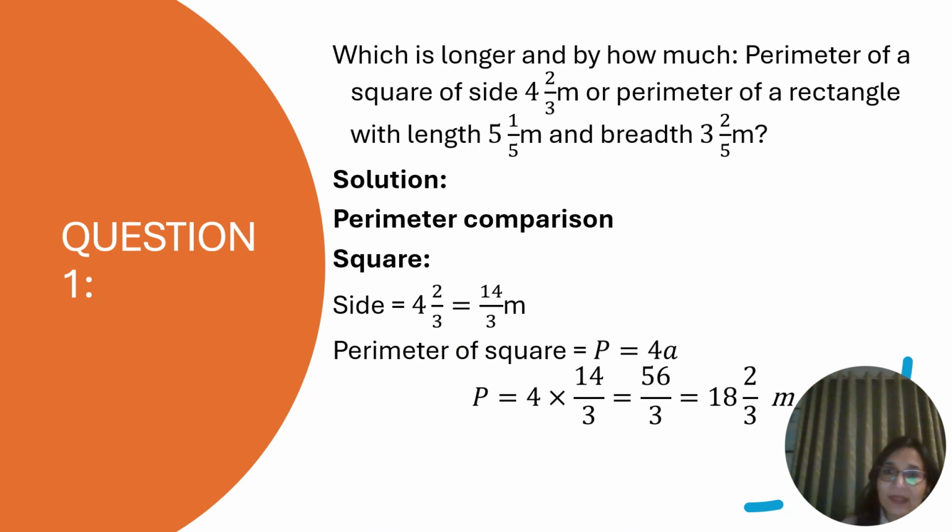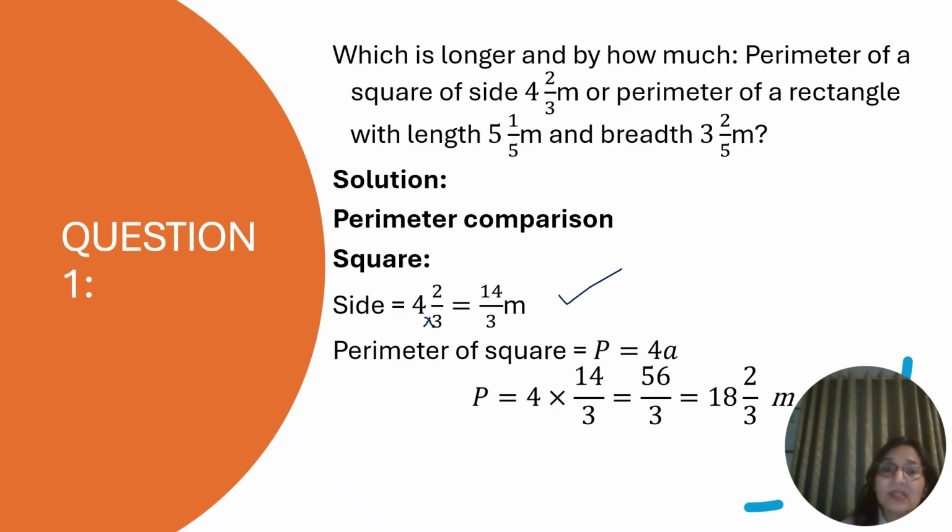So let's understand. This is side. Side of what? Perimeter of a square. The side is given 4 2 upon 3. Now how to convert it into 14 upon 3? We need to multiply 4 into 3, which is 12. 12 plus 2 is 14. So 14 upon 3 meter.